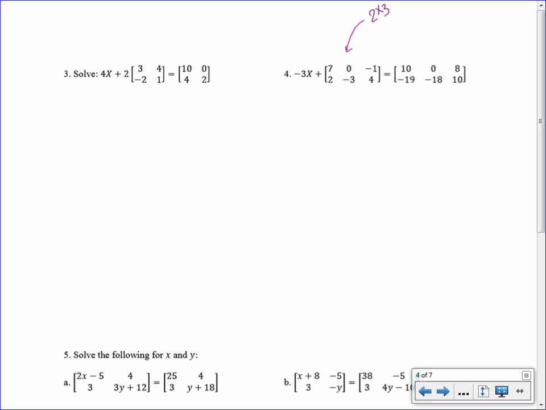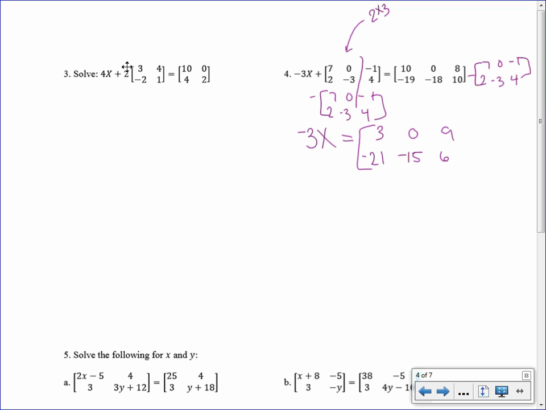Alright, rows and then columns. So I'll subtract from both sides. Those cancel, so I'm left with negative 3x. And that is going to be equal to 3, 0, 9, negative 21, negative 15, and 6. Make sure you're keeping track of your negatives.